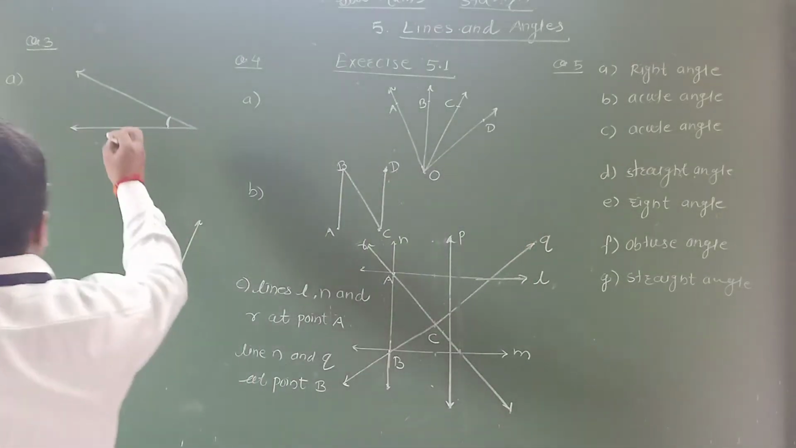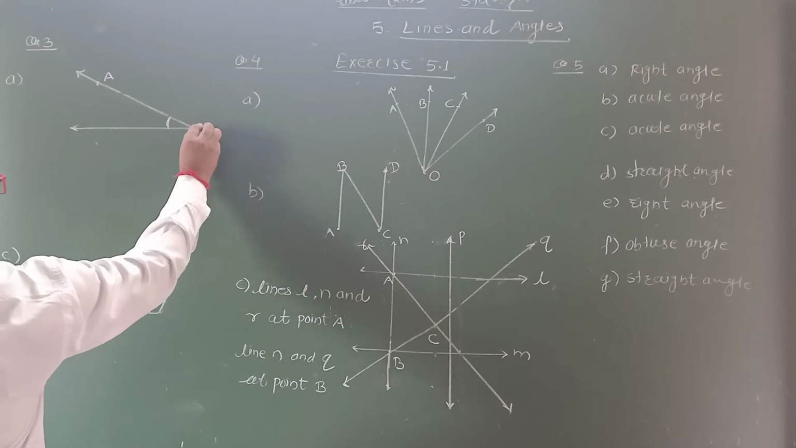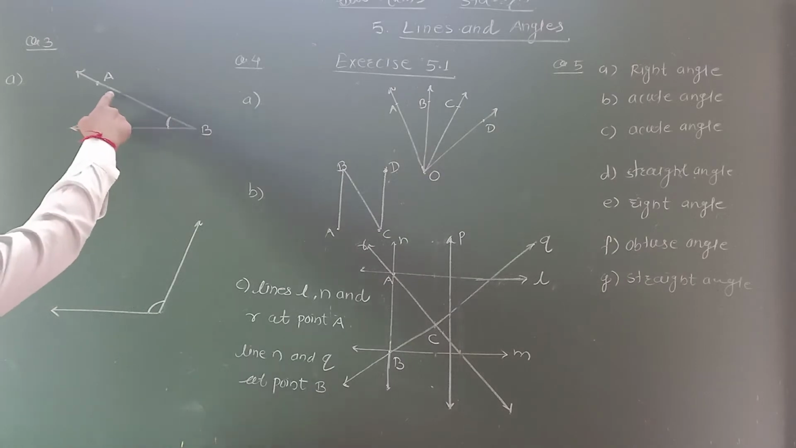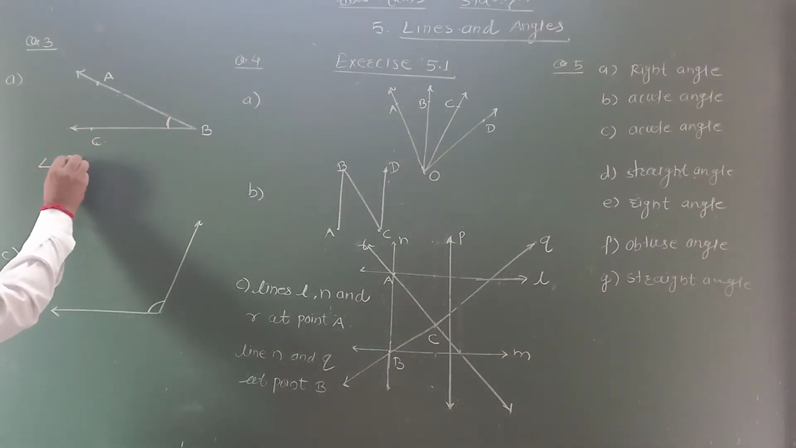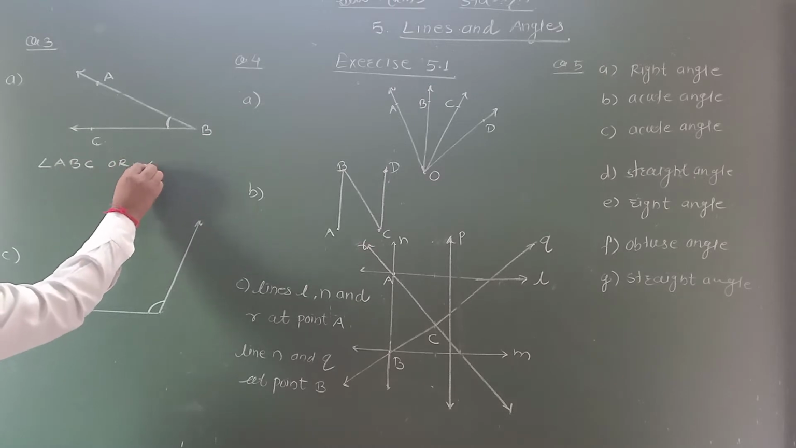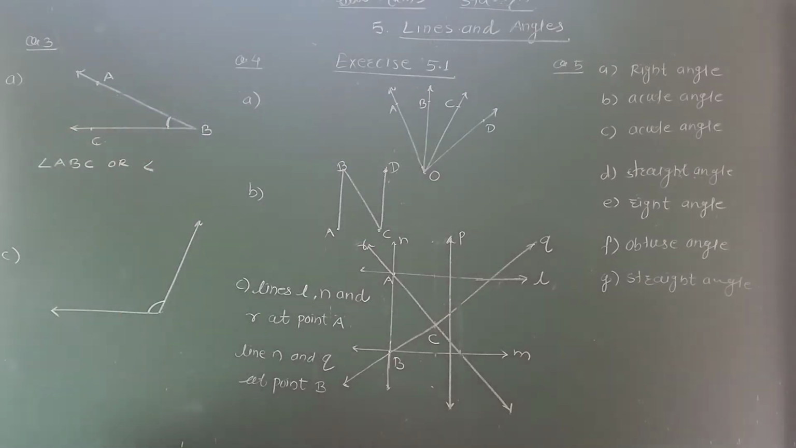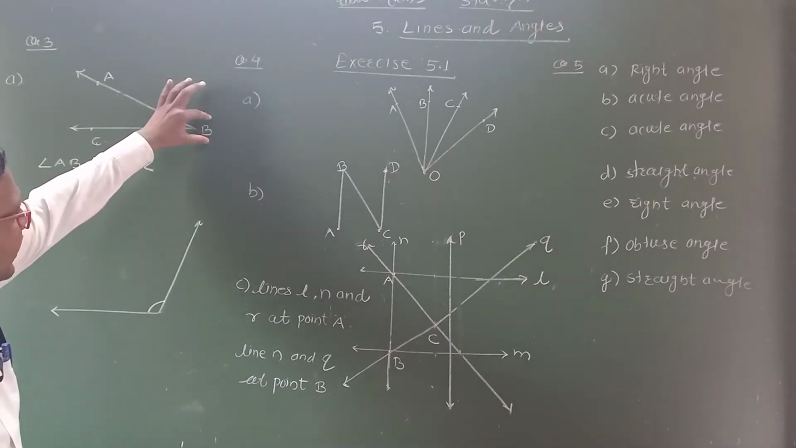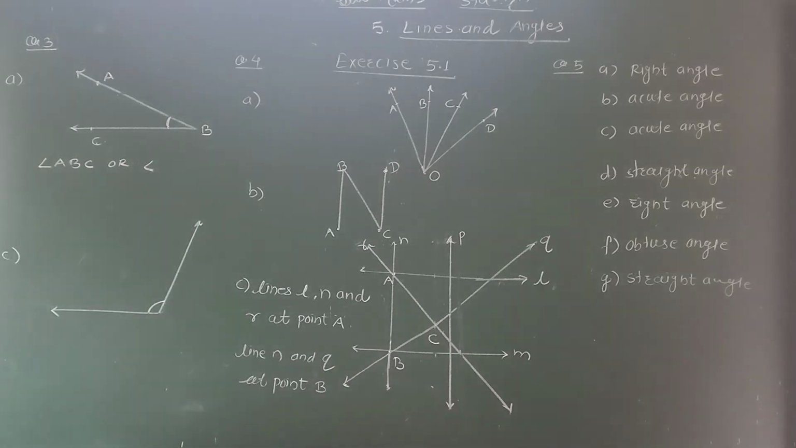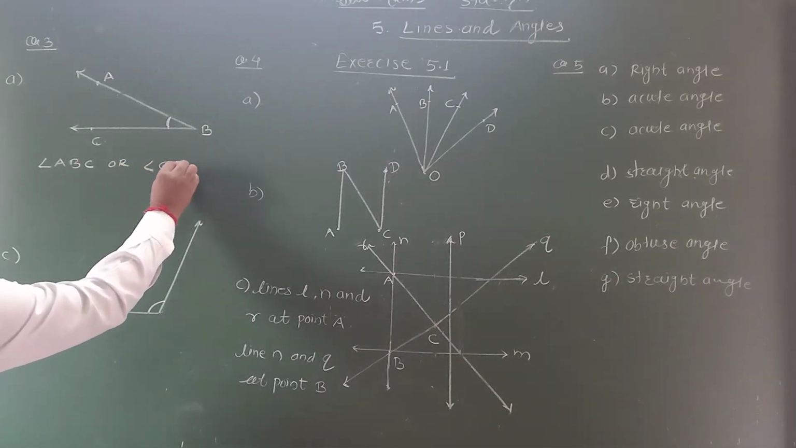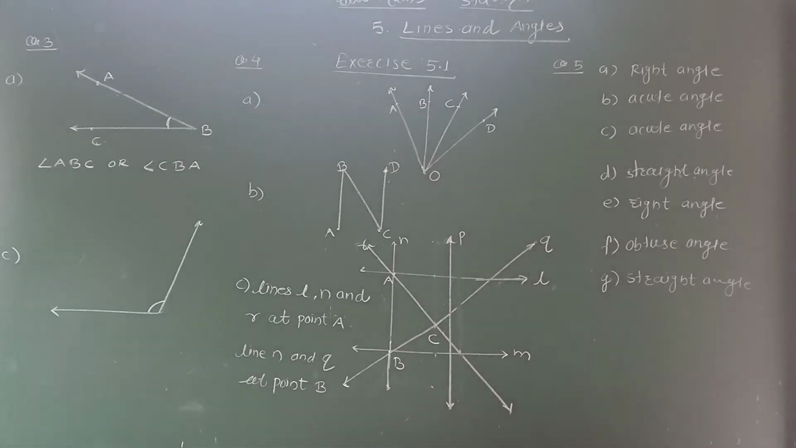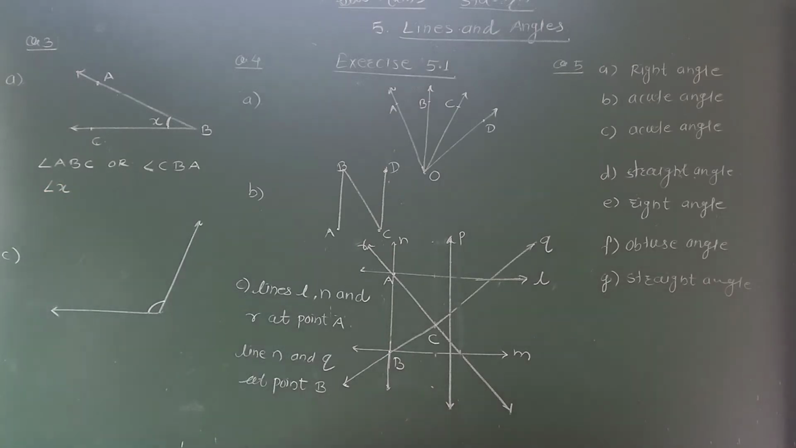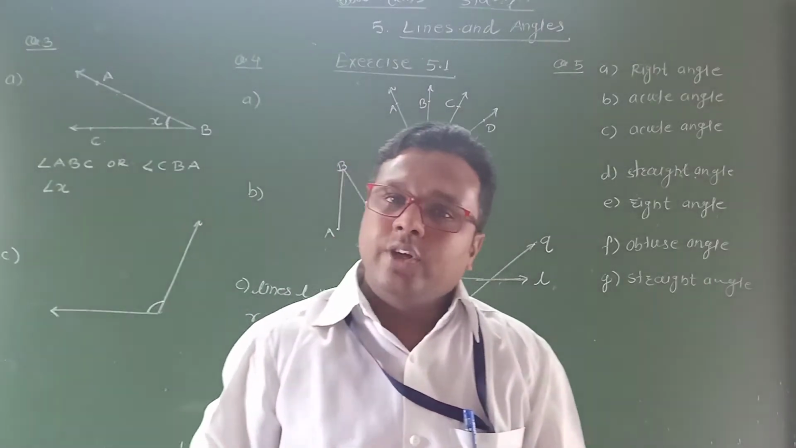Here I write A, B and C. Then how do you name the angle? That is angle ABC. We can write angle ABC or angle CBA. At which vertex is the angle formed? B vertex. Therefore, we take this vertex in the middle. Same angle. If you take any variable here, x, then you can write angle x also. So in this way we can name the angles in different ways.